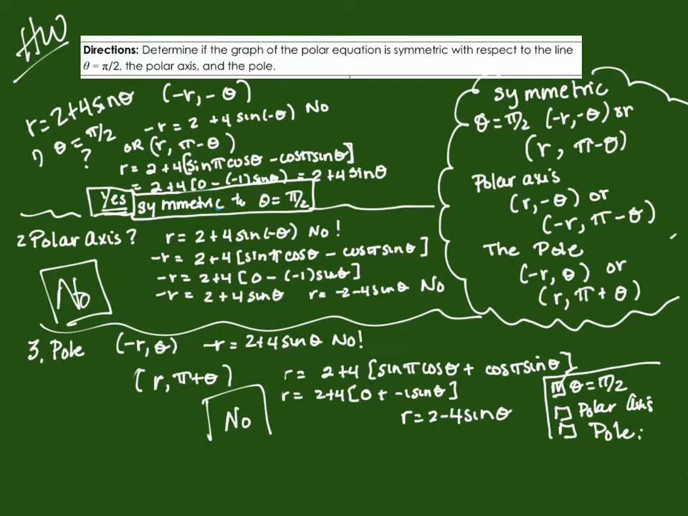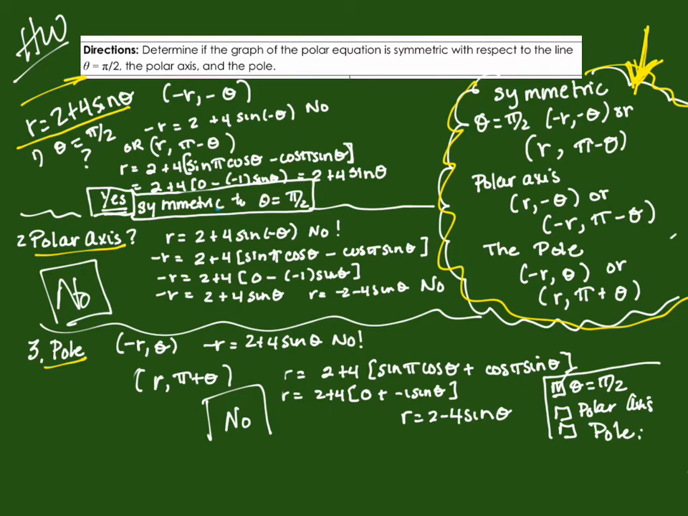Okay, here is the homework where I've gone through how to do the problems. The first one is r equals 2 plus 4 sine theta, and you're supposed to find whether it's symmetric to theta equals pi over 2, the polar axis, or the pole. Over here in this little area, I have put what you should memorize. If you write this every time you do a problem, try to write it, memorize it, and then try to write it correctly.